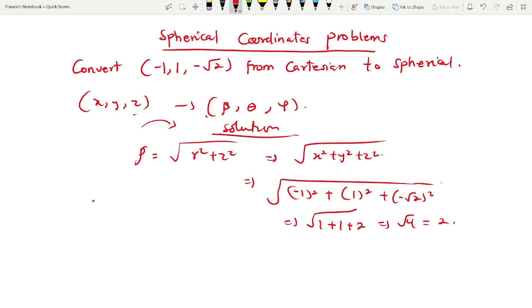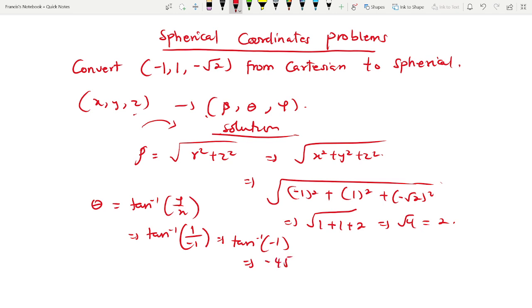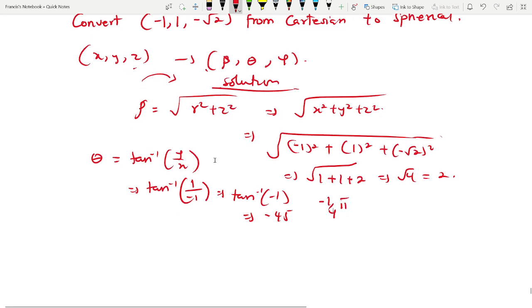Now what is my theta? Theta, as I told you, is generally equal to tan inverse of y on x at all times. So tan inverse of y, which is 1, over negative 1, right? So tan inverse of negative 1 is negative 45 degrees. When I convert this to radians by multiplying by pi over 180, I get negative 1 on 4 pi. That is enough. You can leave your answer here.